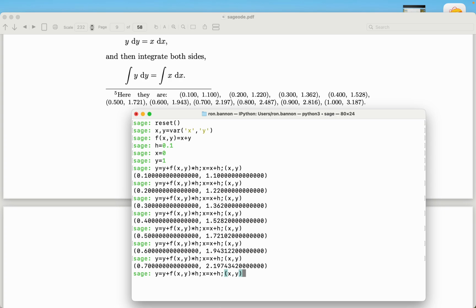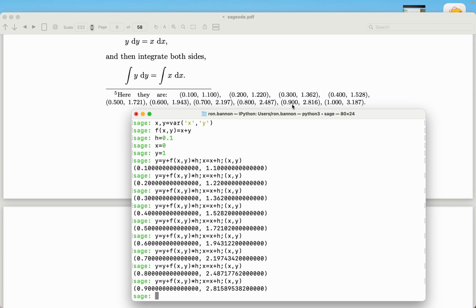It's easy. I'm just hitting the up arrow. I'm not doing any computation. The machine does it for me. I get 0.8 and 2.4871. Let's do the next point. What am I going to get? 0.9, 2.8158, blah, blah, blah. You get the idea. Let's do the next one, which will bring me to the 1.0.